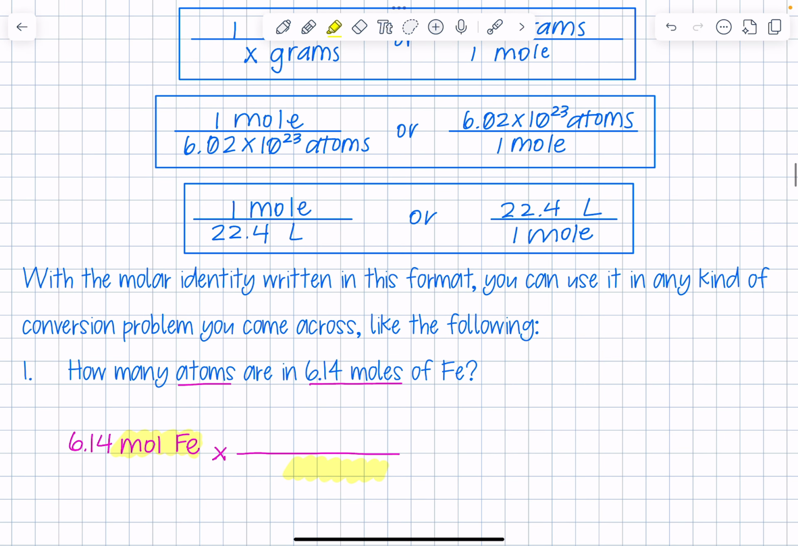So if I'm looking for atoms, I'm going to want to look for the conversion factor that has moles and atoms in it. And specifically, because of what I said down here, I want the one that has moles on the bottom. So I'm going to pick this. Avogadro's number does not change no matter what substance you're working with. If I'm talking about a mole, I'm talking about that many atoms or that many molecules. So 6.02 times 10 to the 23rd atoms of Fe in 1 mole of Fe.